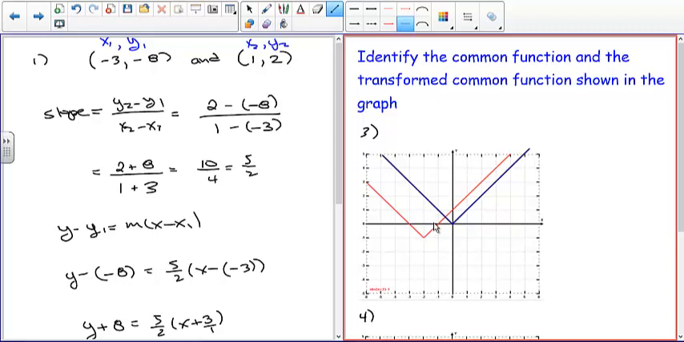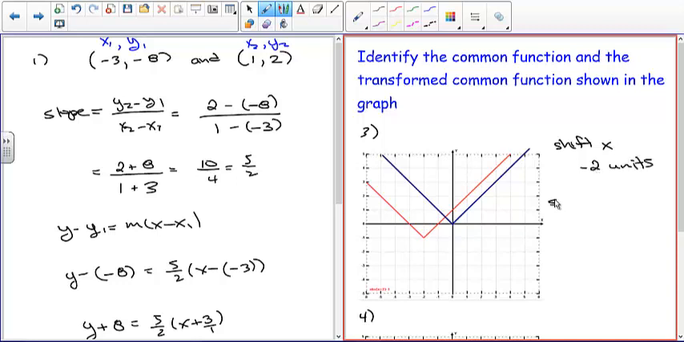And you can see that the identifying part of this absolute value is that this sharp part where it goes from positive to negative slope is shifted, and it shifted negative 2 in the x direction and negative 1 in the y direction. So I think what they're looking for is just the shift. They're not asking for the equation, but we'll talk about the equation. We'll really talk more about it in the next section, but we'll say shift x negative 2 units, shift y negative 1 unit. Okay, negative 2, negative 1.